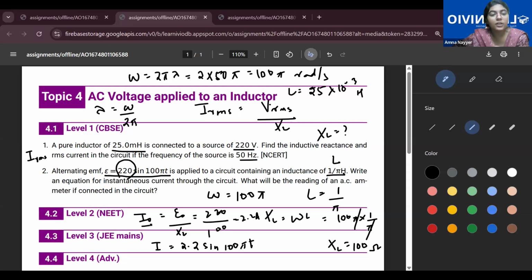It is saying that it is connected to the circuit. So the circuit is supplied by the RMS value. So RMS we'll have to put. So what you do, you calculate ERMS first, using E naught by root 2, and then you calculate IRMS. Okay. Then you calculate IRMS using ERMS by XL. Clear?